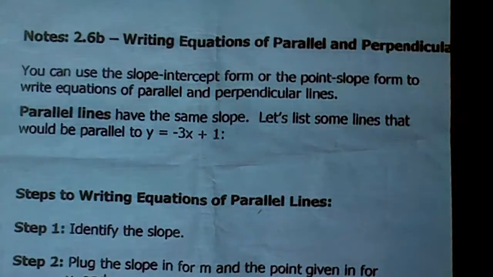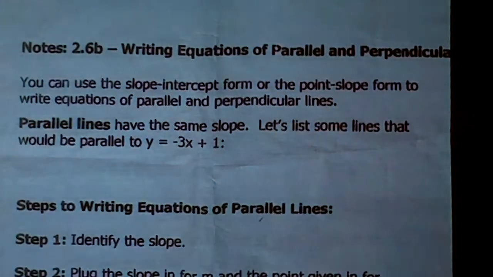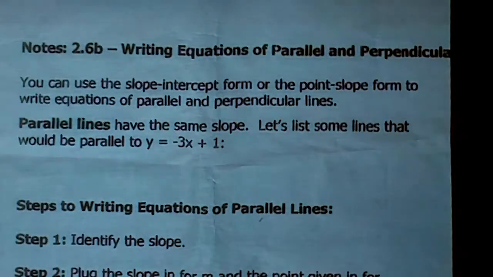So we've already talked a little bit about parallel and perpendicular lines and what their slopes mean. And we said before that if two lines are parallel, they have the same slope. And if two lines are perpendicular, they have slopes that when you multiply them, you get a product of -1. Or you can refer to that as their slopes are opposite reciprocals of one another. So you can use your slope-intercept form or the point-slope form to write equations of parallel and perpendicular lines.